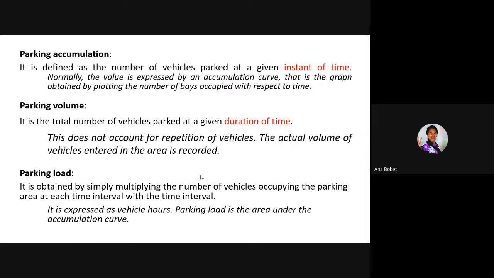So, parking accumulation is how many vehicles are parked at a given instant of time. It is defined as the number of vehicles at a given instant. Normally, the value is expressed in an accumulation curve or a graph by plotting the number of bay spaces occupied with respect to time. So that's parking accumulation.